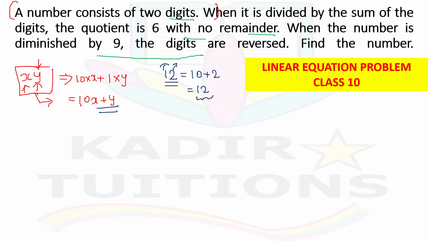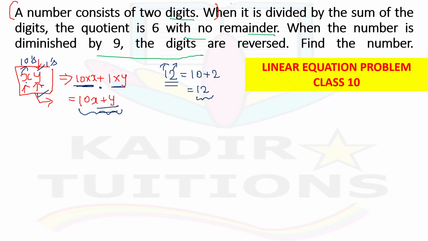Same concept only I applied over here. In the ones place we have y and in the tens place we have x. That's why I wrote x into 10 plus 1 into y, which gives the value of a two-digit number. Okay, now we will proceed with the second statement.